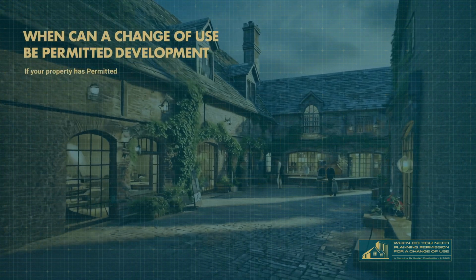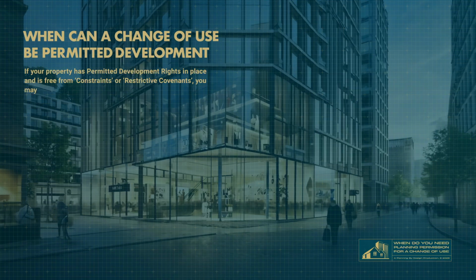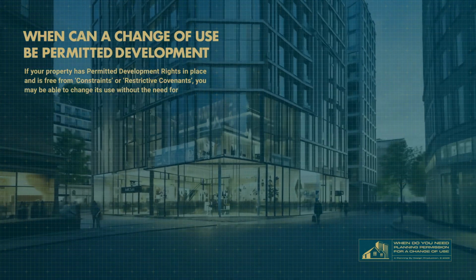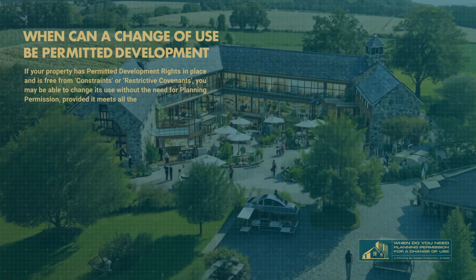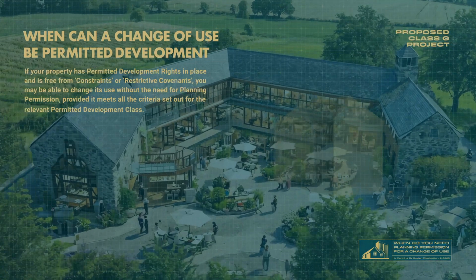If your property has permitted development rights in place and is free from constraints or restrictive covenants, you may be able to change its use without the need for planning permission, provided it meets all the criteria set out for the relevant permitted development class.